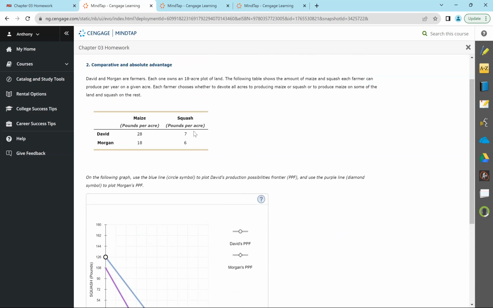That's the idea. If David wants to make squash, he's giving up more corn. I'm sorry, I keep missing, I hate these names. They keep going back and forth. David to make one squash is giving up 4 maize. Morgan to make one squash is only giving up 3 maize. That's better. If you're really good at something, you don't want to give that up. So that means you don't want to produce squash. You want to produce maize if you're David, because you have a comparative advantage in that.